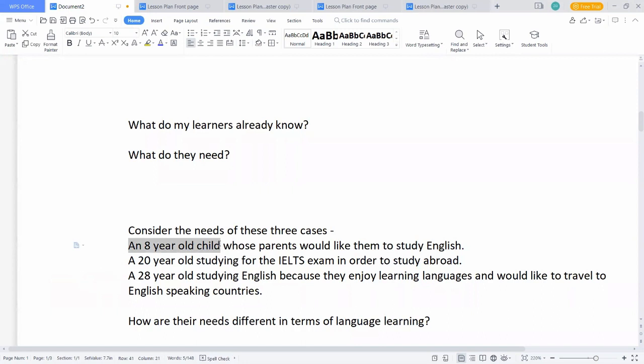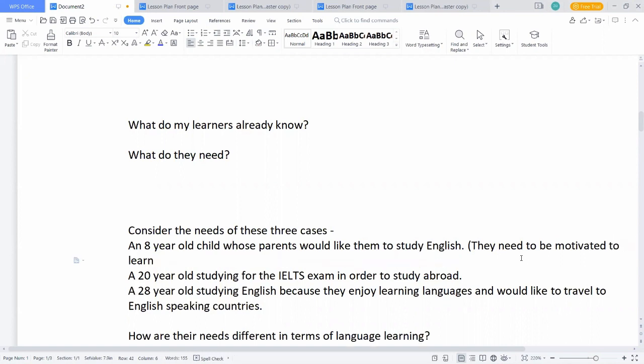So a need of this 8-year-old child could be something like they need to be interested or motivated. All right, so this could be a need of an 8-year-old child. We'll take a look at how this affects your lesson aims specifically.